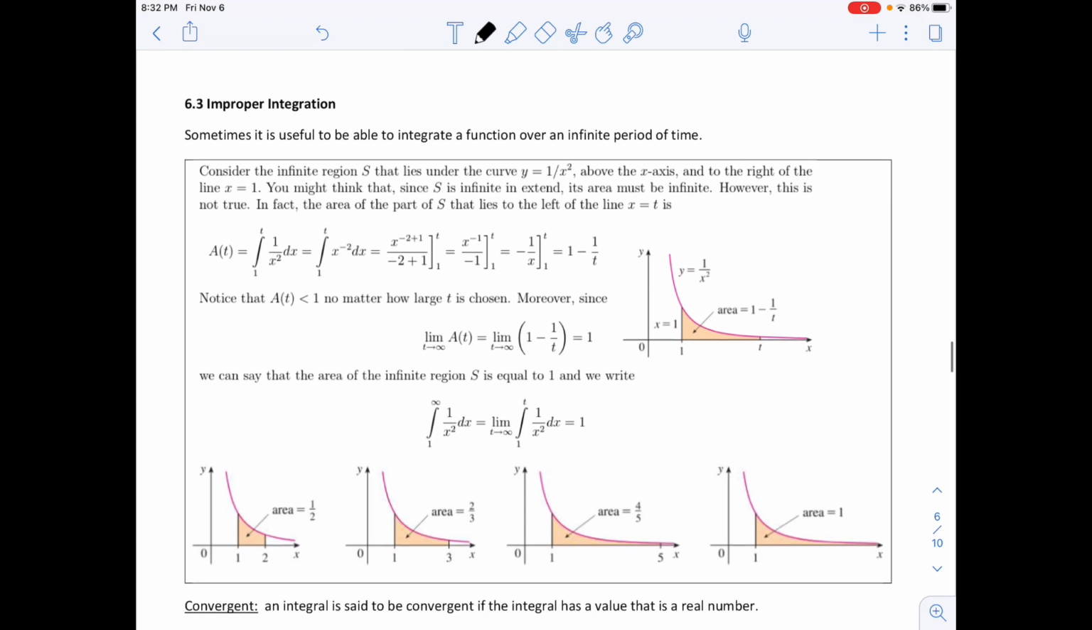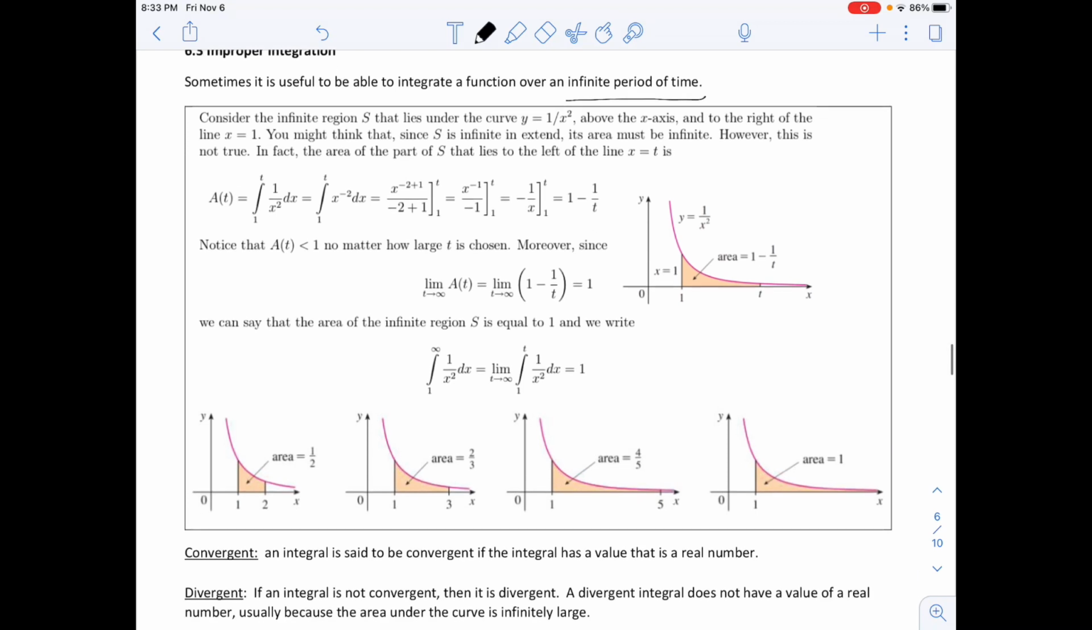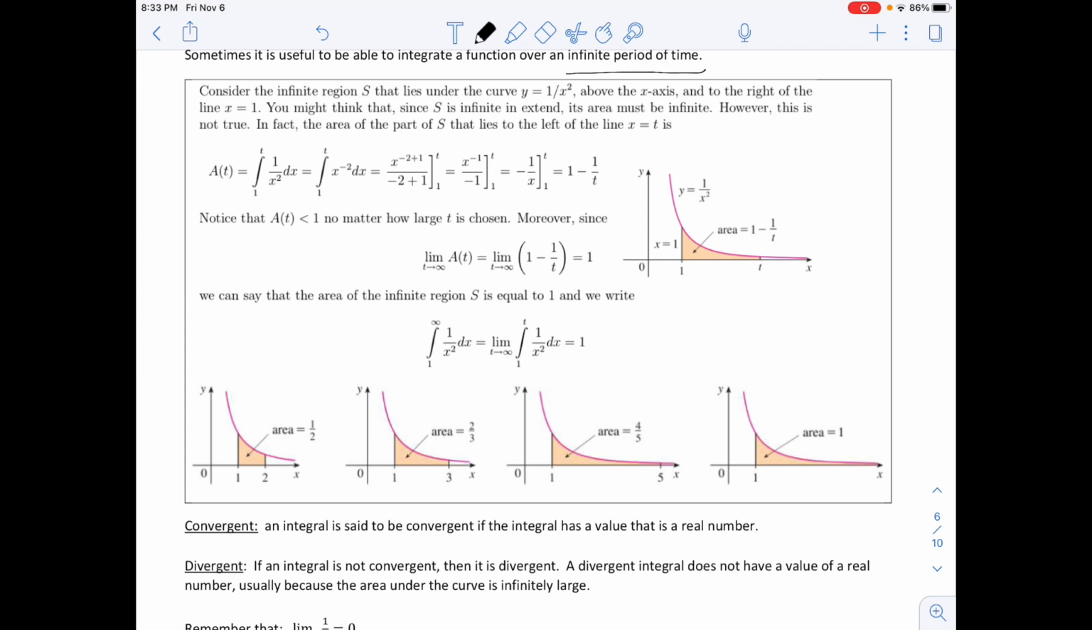So the next section that we have is 6.3, which is called improper integration. Sometimes it is useful to be able to integrate a function over an infinite period of time. So consider an infinite region S that lies below the curve y equals 1 over x squared, above the x-axis, and to the right of the line x equals 1. You might think that since S is infinite in extent, the area must be infinite. However, this is not true.